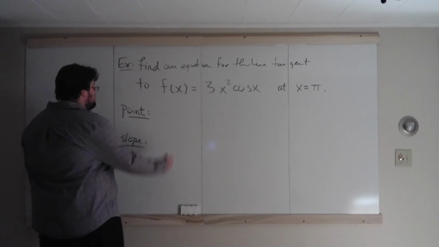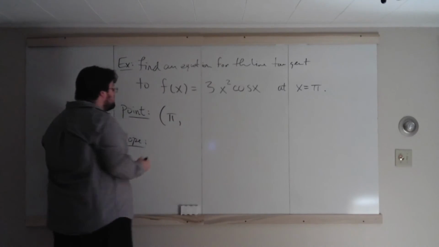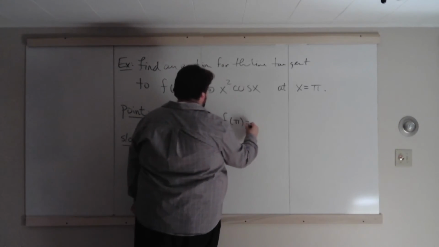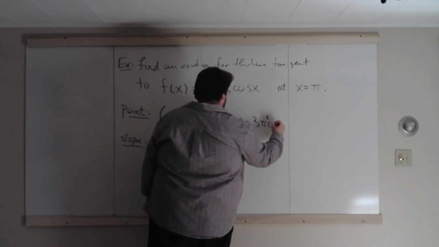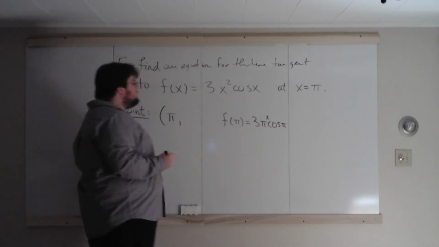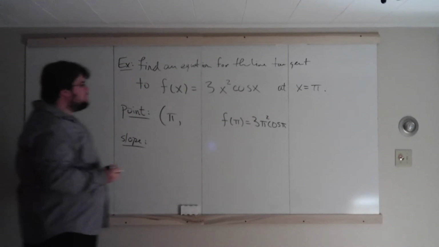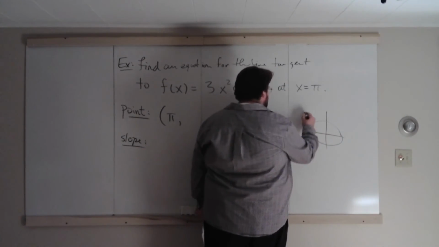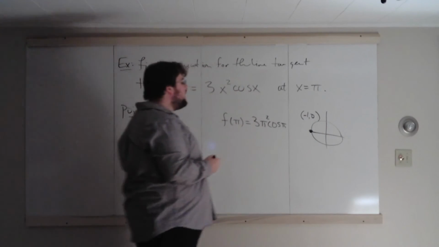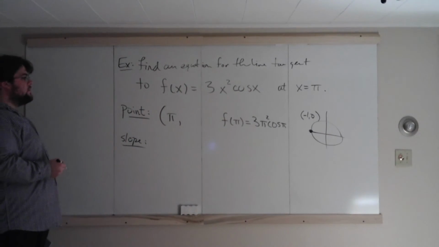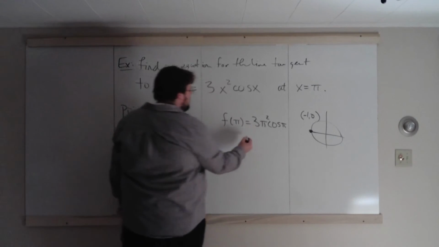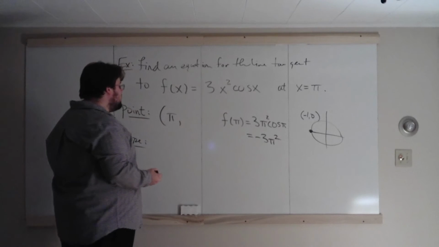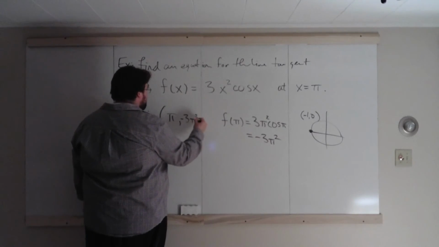Well, what's our point? Well, the x value is pi. What's the y value? I don't know. Let's find the y value. The y value is 3 pi squared cosine pi. What's cosine of pi? I don't know. All I know is this circle tells us. Pi is over there. Cosine is the x value. So cosine of pi is -1. 3 pi squared times -1 is -3 pi squared.